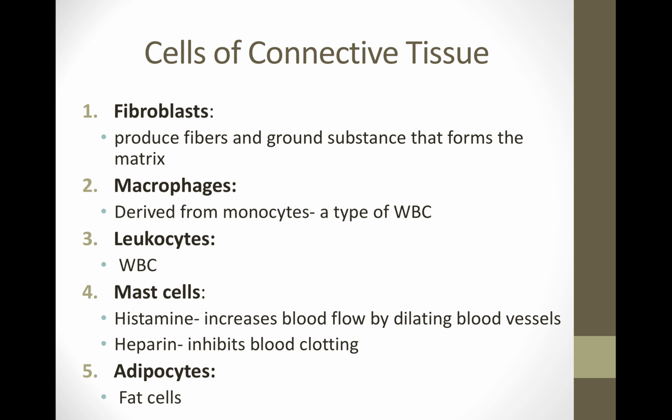Macrophages are a specific kind of white blood cells and they're derived from a category of white blood cells known as monocytes. Leukocytes are a generic term for white blood cells. Mast cells are also categorized as part of the immunity and defense of the body, and can produce histamine or heparin. And adipocytes are basically cells that carry deposits of fats.